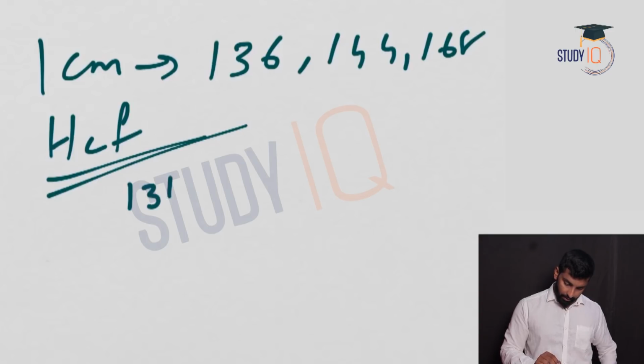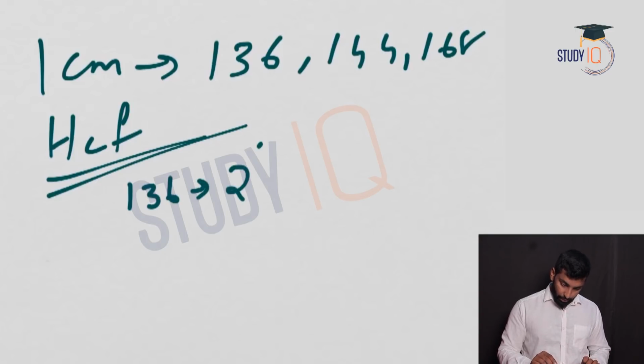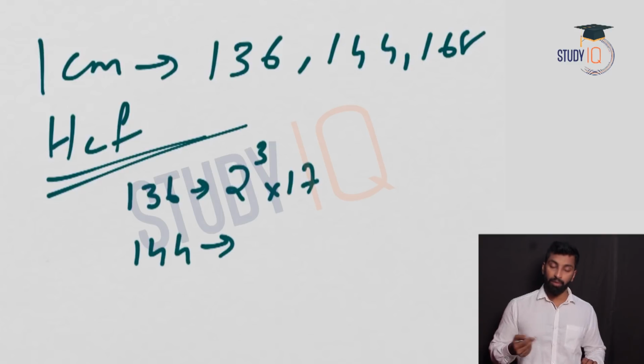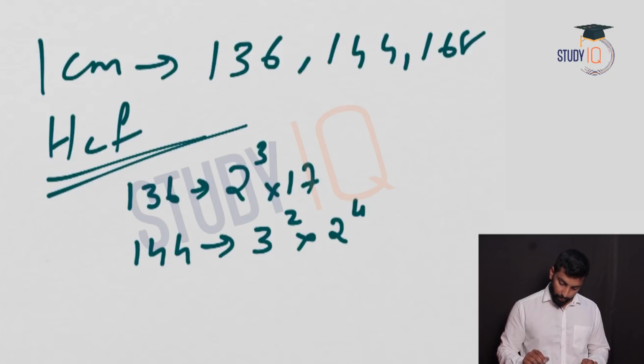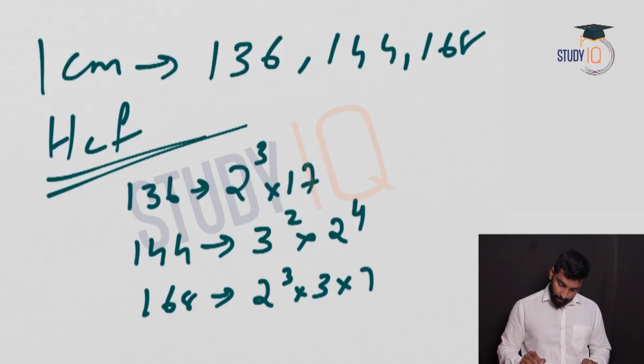So what is 136? 136 is 2 raised to 3 into 17. What about 144? 144 is 12 into 12, so that is 3 square into 2 raised to 4, right? What about 168? You will get 2 cube into 3 into 7.